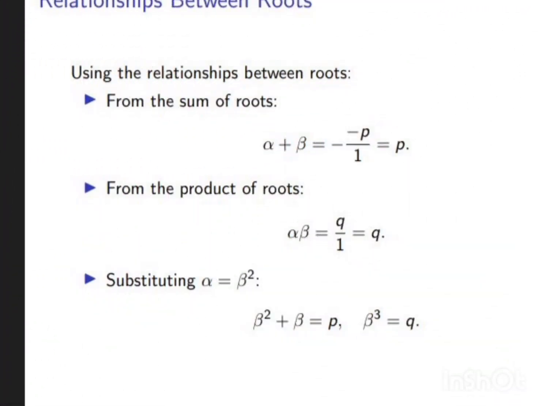This is what I was trying to explain in the last one. So you can see clearly that we have alpha plus beta, that's p, and alpha beta, q. When you substitute alpha equals beta squared into the equation, we have beta squared plus beta is equal to p, and beta cubed is equal to q. So these are the two things that we will use in proving the equation. Beta squared plus beta equals p, and beta cubed is equal to q.